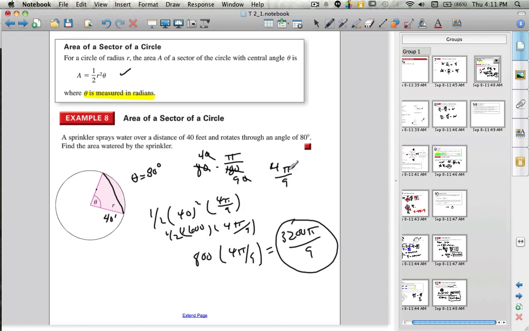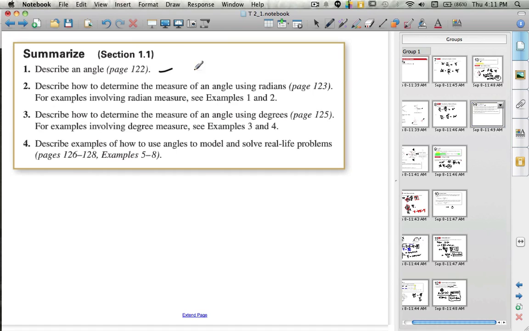You'll notice we're leaving pi in as a constant as opposed to making it into a decimal. That's fine. You don't need to multiply this out and come up with a decimal answer. That's it for this section. We've gone through the description of angles. We've talked about how you do measurements of angles with radians. We've talked about converting from degrees to radians. And we've used angles to model and solve some simple real-life problems.